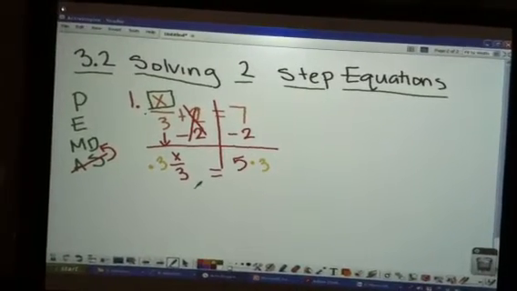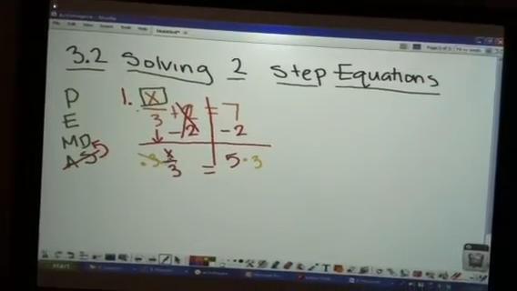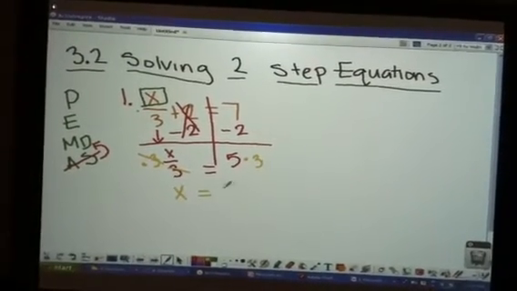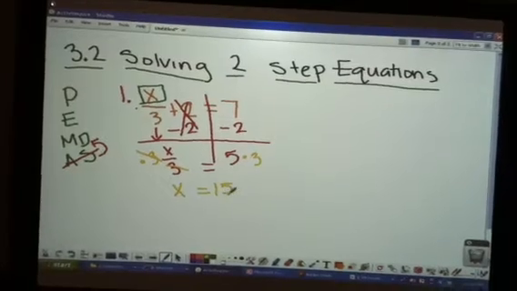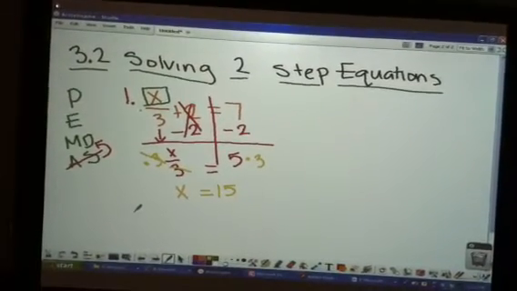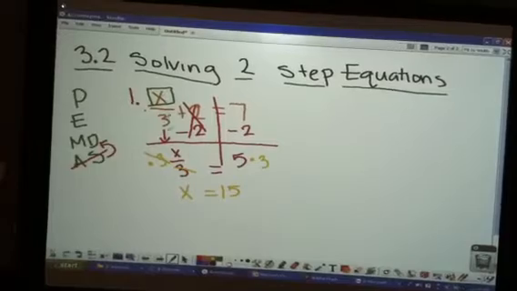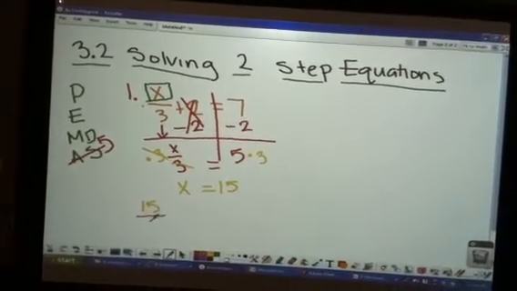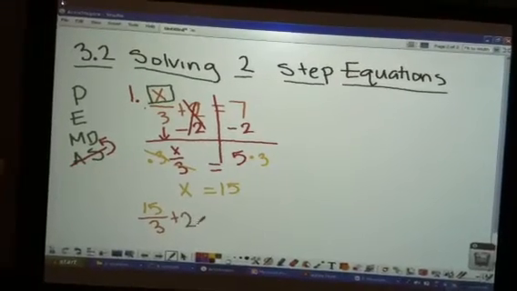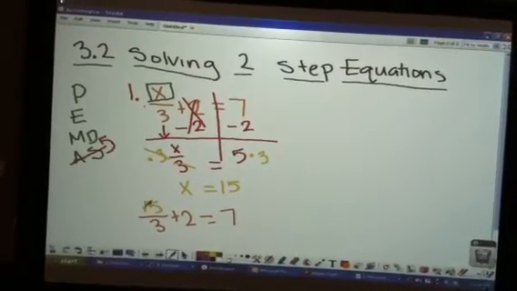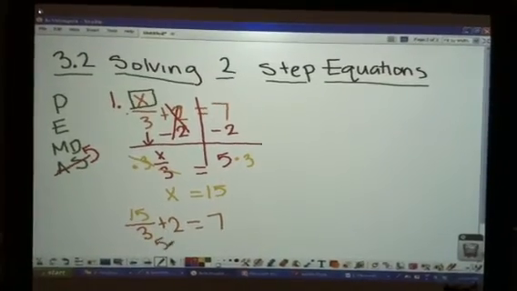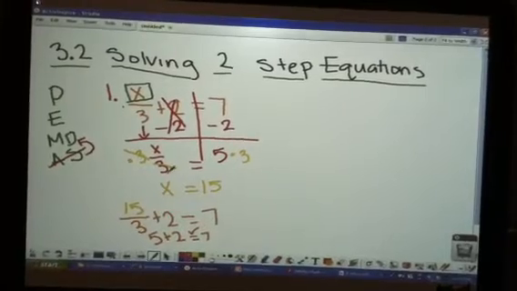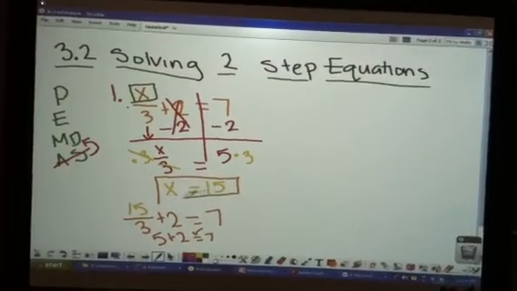What you do to one side, you have to do to the other. These will cancel out to 1. We're left with x. 5 times 3 will give us 15. And just like when we did one-step equations, we can still check our answer. We're going to take what we got for x, substitute it in, so we have 15 divided by 3 plus 2. We need to figure out, does that equal 7? 15 divided by 3 gives us 5. And 5 plus 2 does give us 7. So 15 is our solution for x.